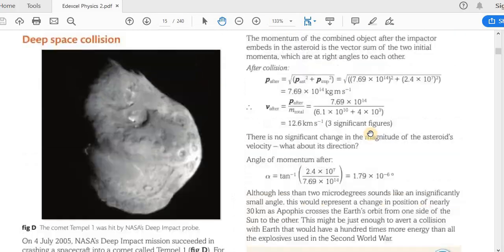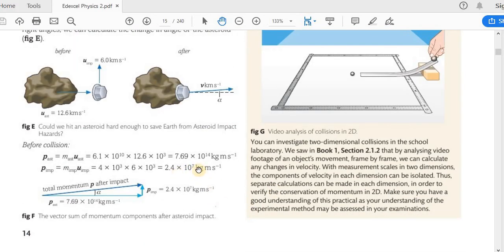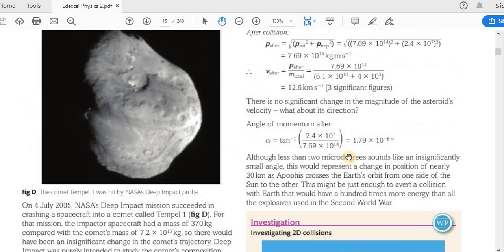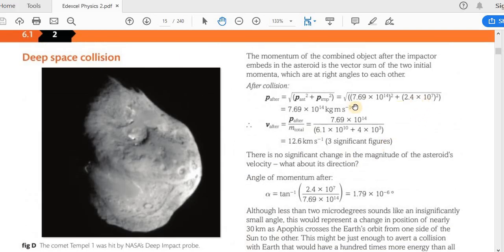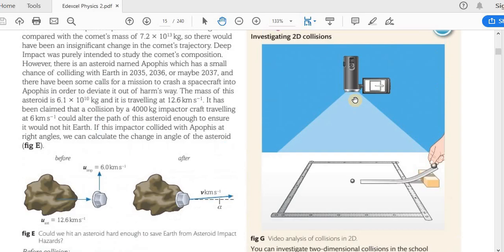after impact. The momentum of the combined object after the impactor embeds in the asteroid is the vector sum of the two initial momenta, which are at right angles to each other. So you see Pythagoras theorem used, 7.69 into 10 to the power 14, which is what you have here, and then this also 2.4 into 10 to the power 7 square, and then you get the momentum after impact of the combined object, that is both are moving together. This embeds itself or sticks to this. They can use the word embed, coalesce, sticks together, all mean the same thing.